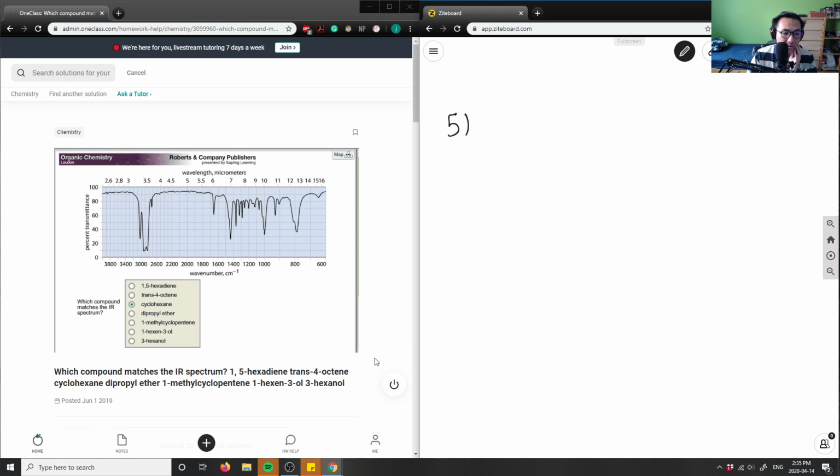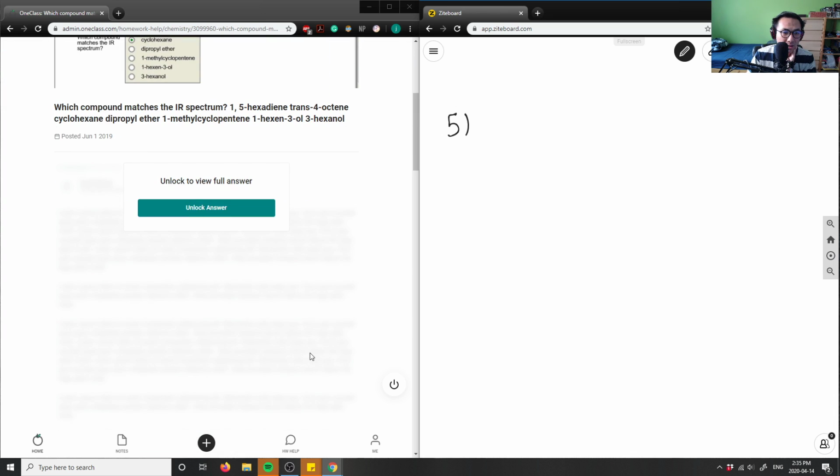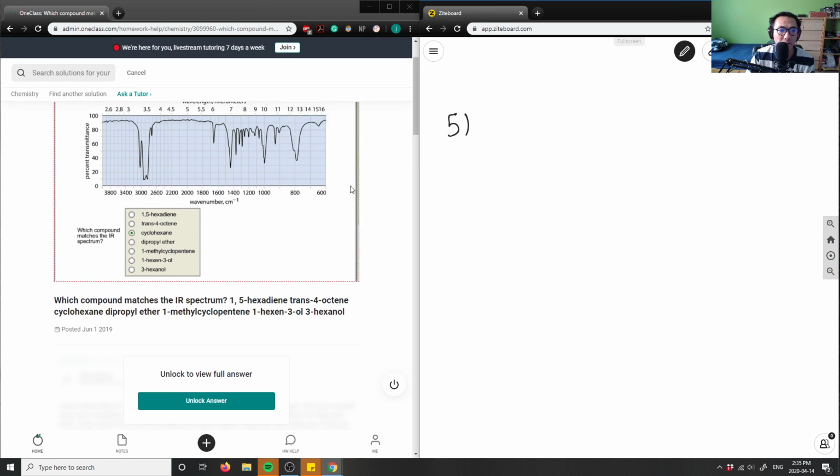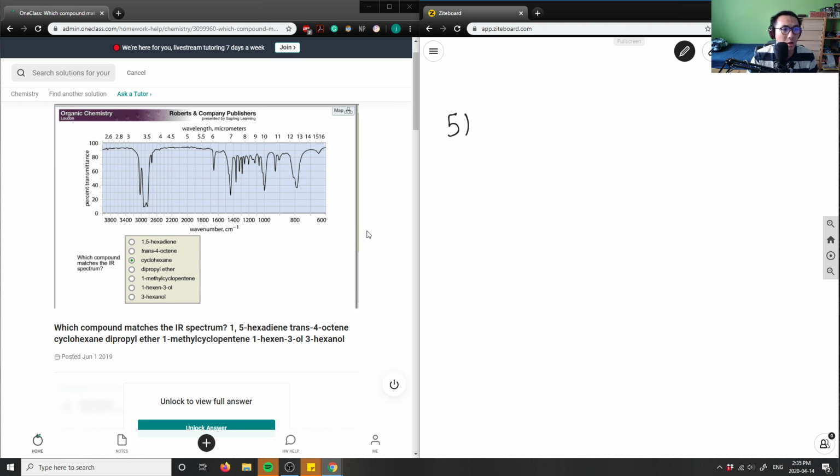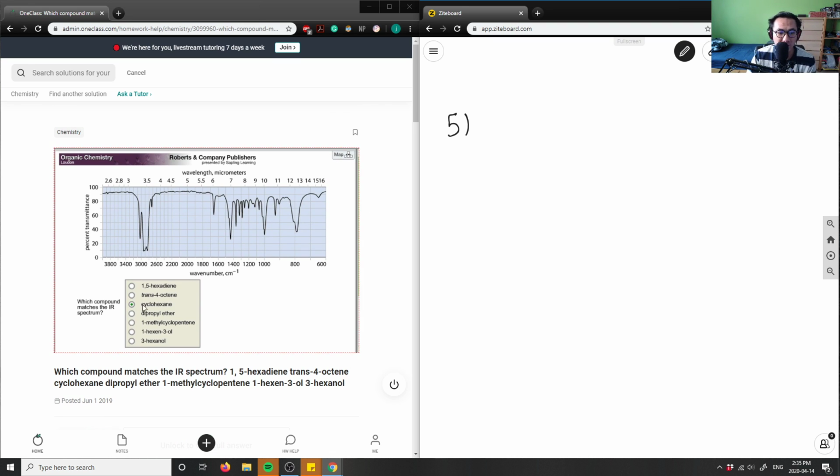I can't click next as well. So hold up, just give me a second, we might have to actually skip this question. But let me just talk about this question before I skip it. So this is the IR spectra. It says here, which compound matches the IR spectrum.